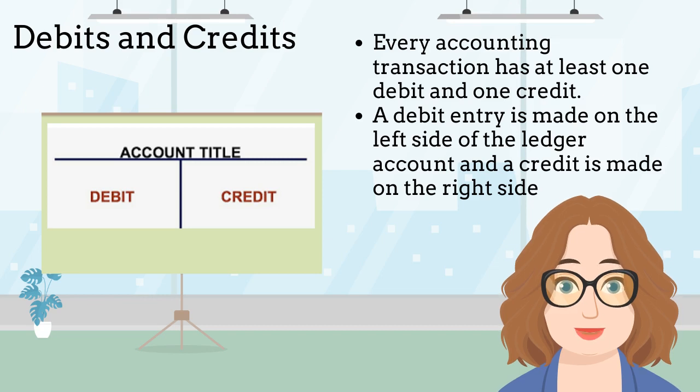Now, let's talk about debits and credits. In accounting, every transaction has at least one debit and one credit. That is why we refer to it as double-entry bookkeeping. Debits and credits are used to record financial transactions in a company's books. A debit is an entry that is made on the left side of a ledger account, and a credit is an entry made on the right side.